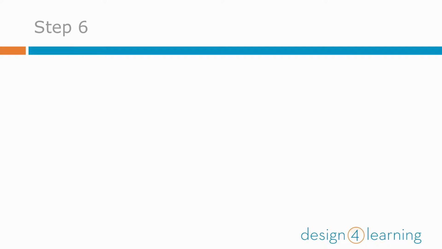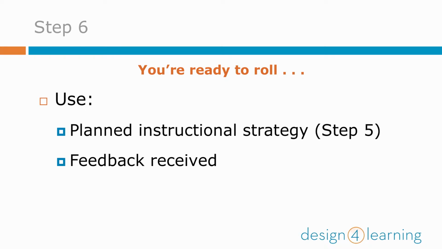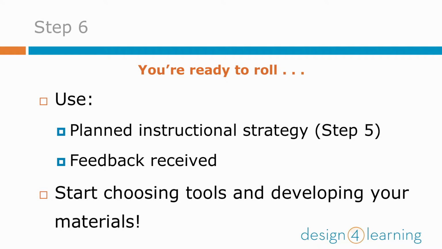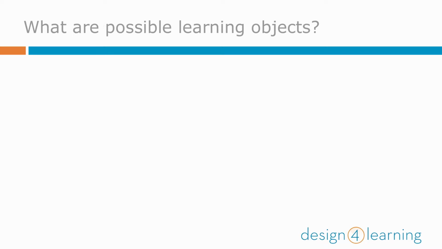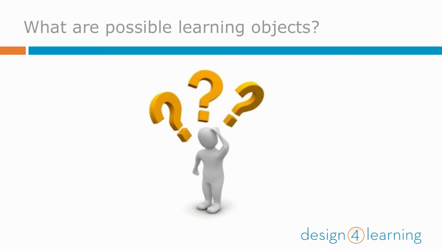Okay, let's assume that everybody is on board with your planned instructional strategy. In Step 6, you'll use your planned instructional strategy and any feedback you may have received on a sample piece of instruction, and you'll start choosing tools and developing your materials. What kinds of learning objects or instructional materials can you consider for your online instruction? By the way, don't worry when you hear me interchange the terms learning objects and instructional materials. They mean the same in our D4L series.